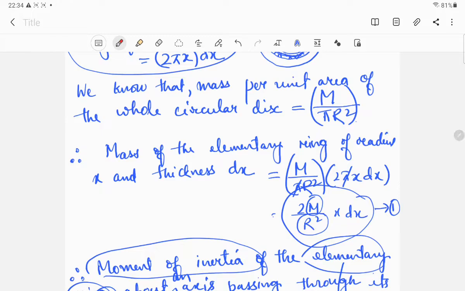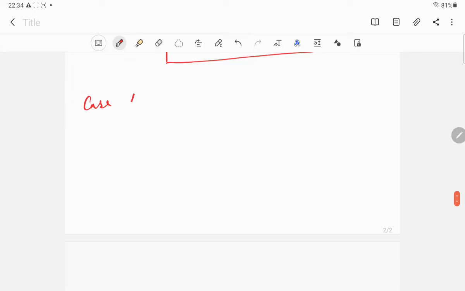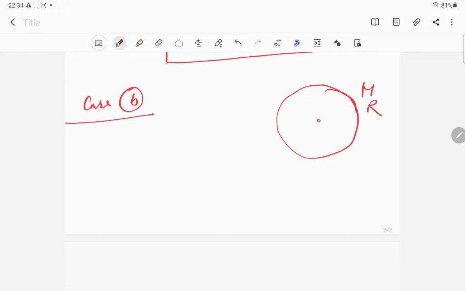So the second case, case B, is basically we need to find out for a circular disc of the same mass and same radius. But in this case, what's the difference? We need to find out the moment of inertia about the diameter. Like this is the diameter, and this is the diameter. So any diameter you can take. This is also a diameter.